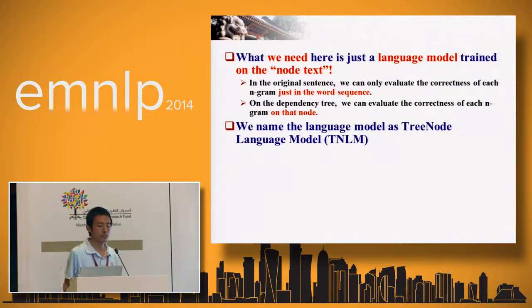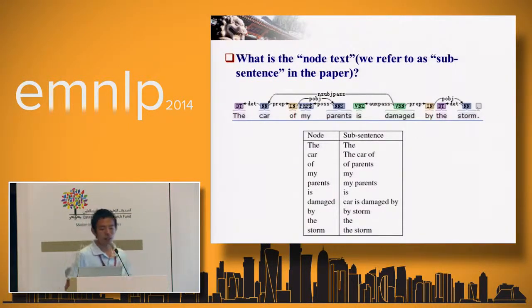So what we need here is just a language model trained on the node text. In the original sentence, we can only evaluate the correctness of each n-gram in the word sequence at the linear chain level. But in the dependency tree, we can evaluate the correctness of each n-gram on the node directly. We named this language model the tree node language model in the paper. And so how can we get the node text, which we refer to as sub-sentence in the paper?